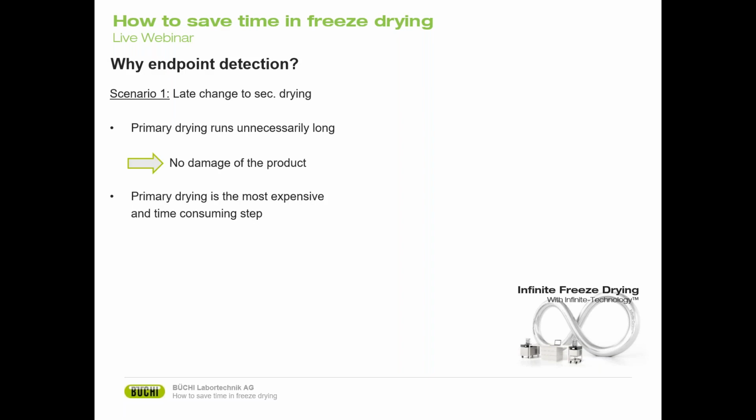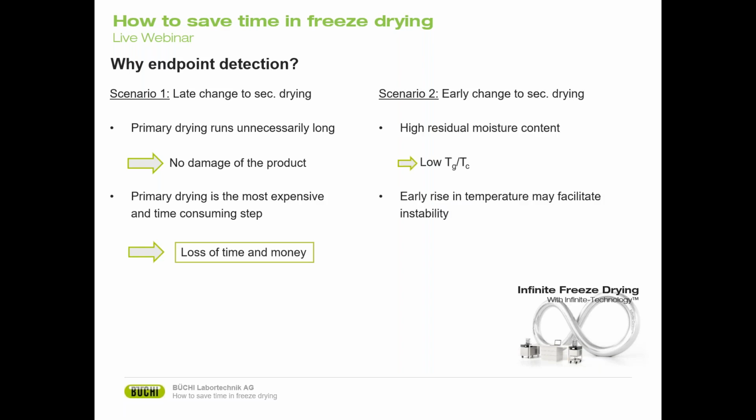So why do we need endpoint detection for primary drying? Here we can think of two very simple scenarios. When we have no endpoint detection, we might have a late change to secondary drying. That means usually no damage to our product, just that our primary drying now runs unnecessarily long. Our product is already relatively dry and it's just kept at a low temperature. Since primary drying is the most expensive and time-consuming step, that in the end means especially loss of time and money, which goes well with the title, of course, of the webinar.